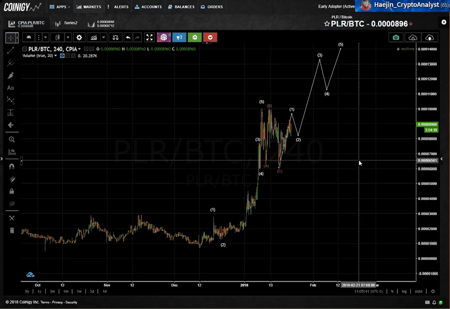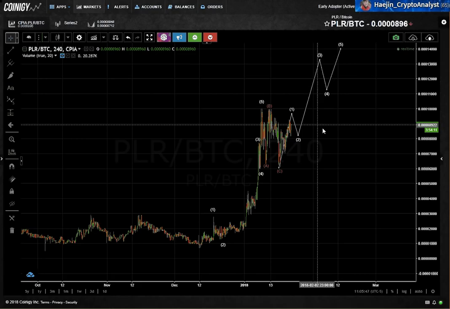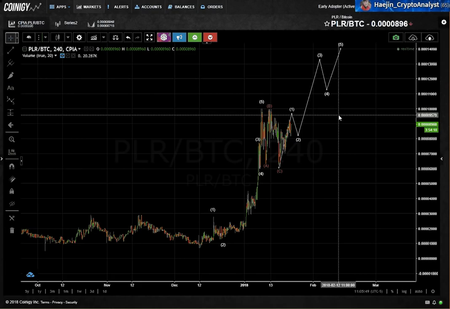Whether this goes up or down or stays static in a triangle and goes sideways largely depends on the rate of change for the demand for Pillar BTC relative to the rate of change of Bitcoin. Sounds a bit complicated, but if you think about it, it's really not. That is why I trade the USD pair. I hope this was helpful.